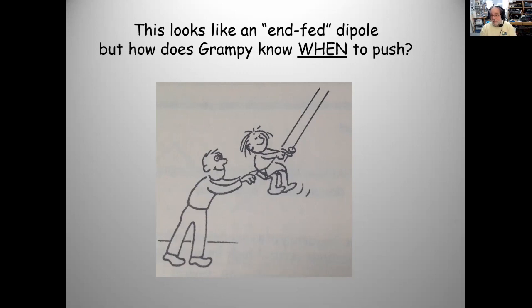So where's most of the radiation on a half-wave dipole? Where the current's the greatest. Where's that? In the middle of the dipole, not at the ends. But the dipole is where Grampy is feeding this. Okay, so it's like an end-fed dipole.